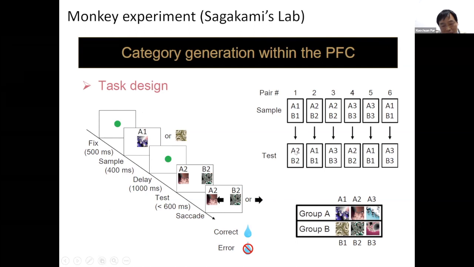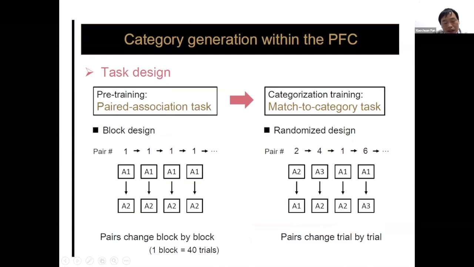If A1 is associated to A2, B1 is associated to B2, and so on. So the monkey first performs the paired association task. In the paired association task, the pair changes block by block. In each block, the same pair is repeated, for example, for 40 trials.